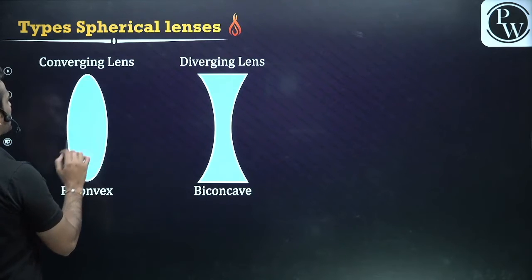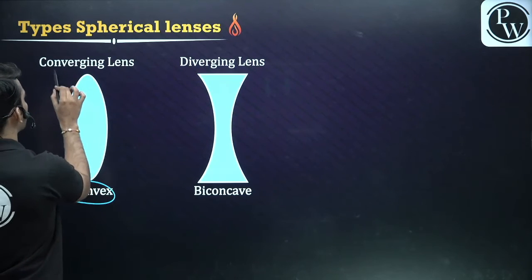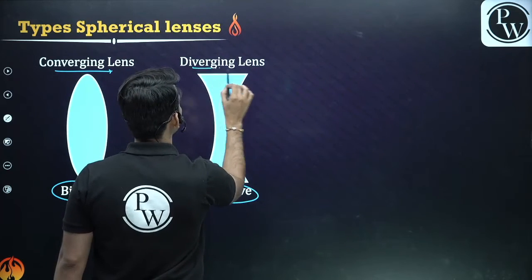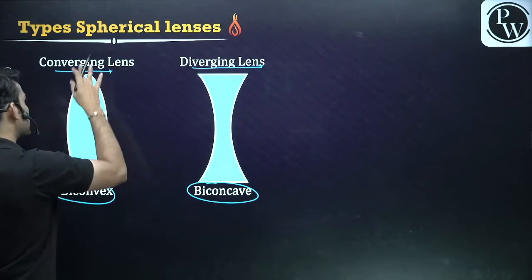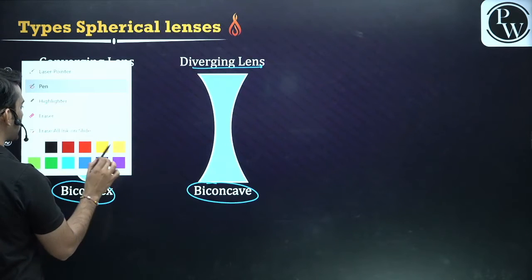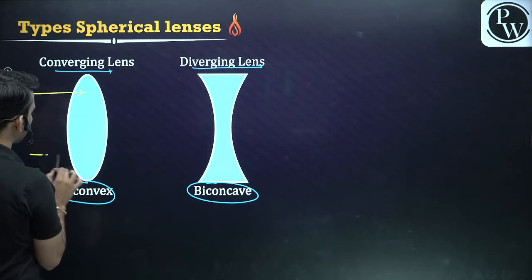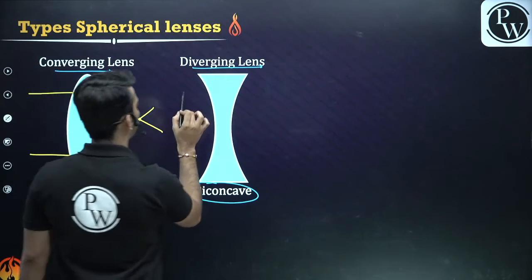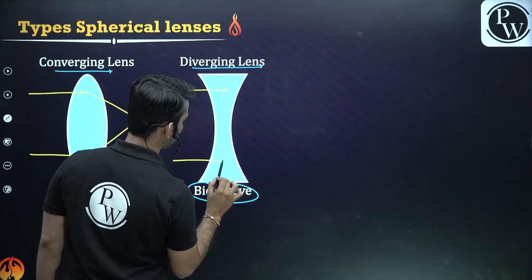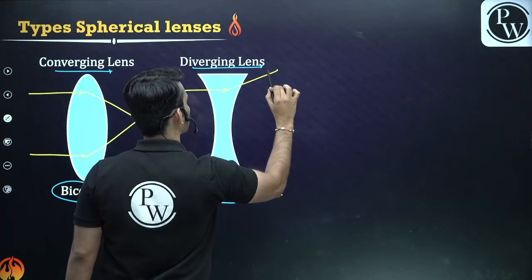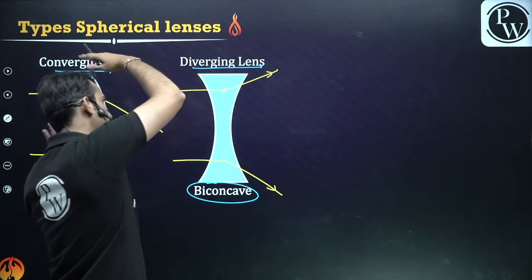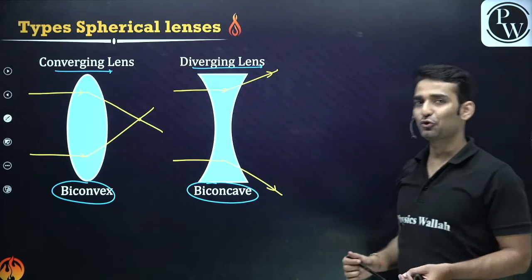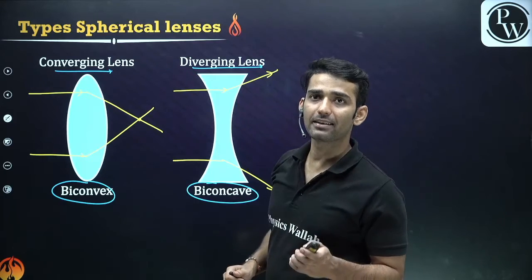So what are the natures? Guys, a concave lens, or biconcave lens, is diverging. A convex lens is converging. Basically it converges the light rays. When light rays are incident on it, it converges those rays to a single point. But a concave lens basically diverges those rays like this. So it spreads the rays. Okay, is it clear, guys? So this is called converging and diverging lens.